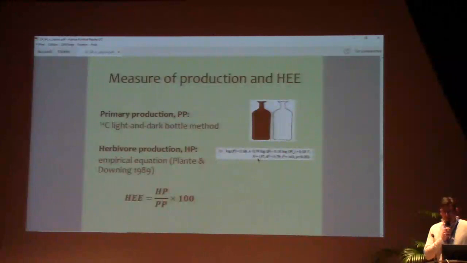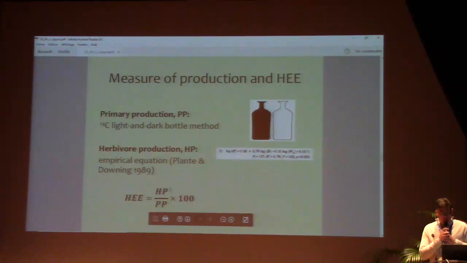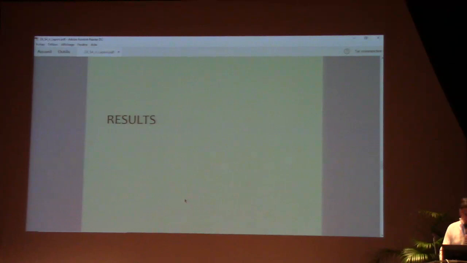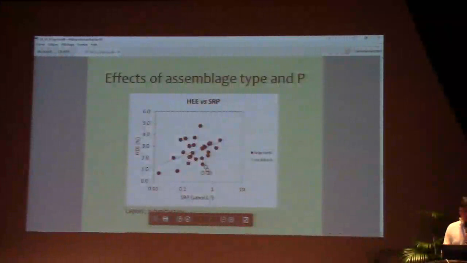Now, based on the hypotheses I mentioned and the changes that we had in the lake, I made three specific predictions for my study. The first prediction was that the shift from the small grazer assemblage to the large grazer assemblage had a positive effect on herbivore efficiency. The second prediction was that phosphorus concentration also had a positive effect on efficiency. And my third prediction was that the year-to-year variation in herbivore efficiency was driven mainly by variation in the production of Daphnia.